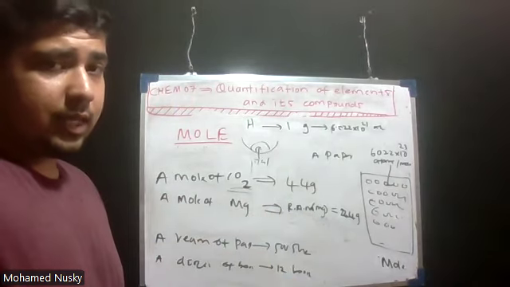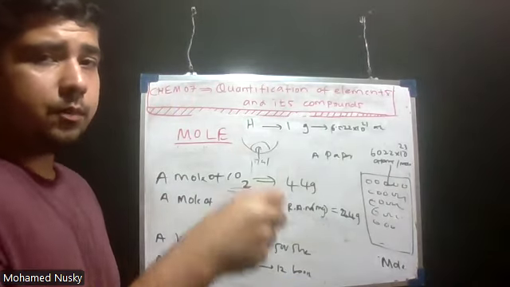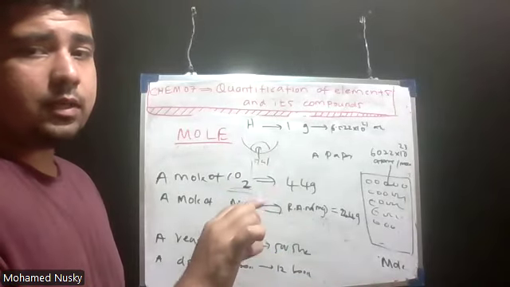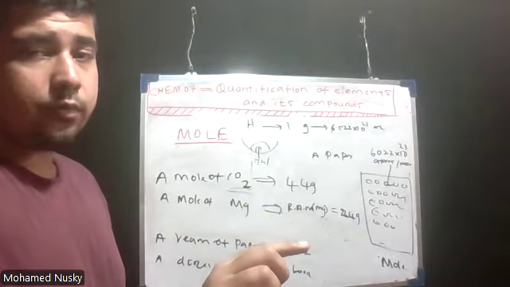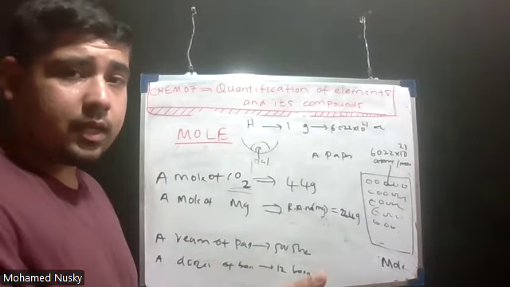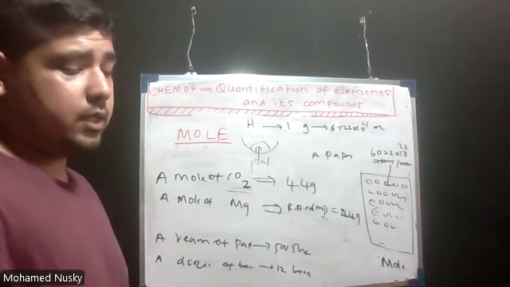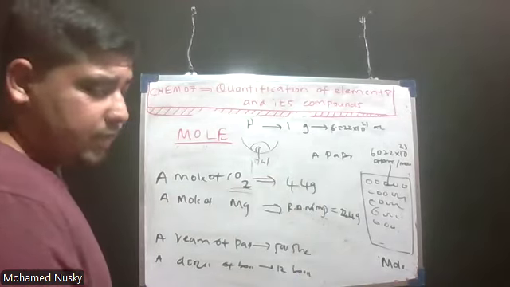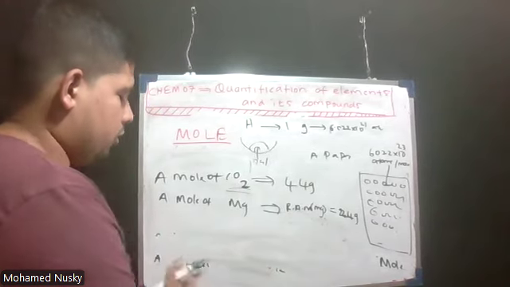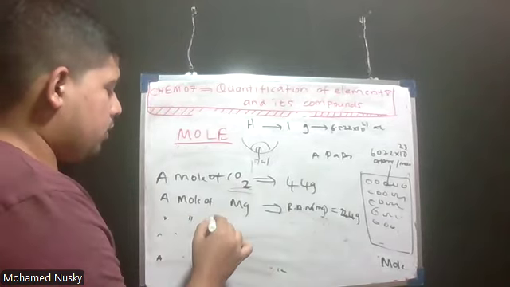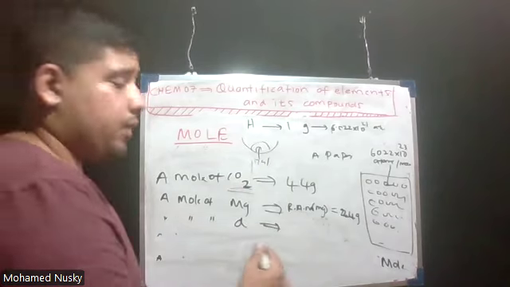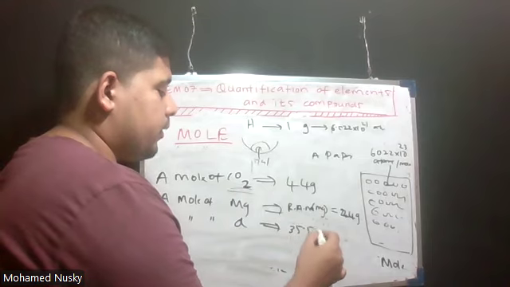So I'm going to take a scale, and a sample of magnesium. I'm going to put that magnesium on the scale. If I take the reading as 24 grams, then what is the term that I can give? A mole of magnesium. Likewise, if I take a mole of chlorine, how many grams of chlorine have I taken? That is 35.5 grams.